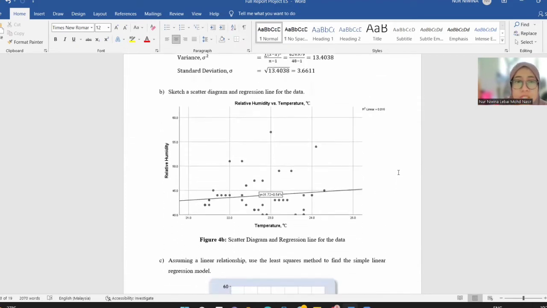For the next question, question B is to sketch a scatter diagram and regression line for the data. As you can see, we have already sketched the scatter diagram, and the equation is y equals 31.72 plus 0.548x, and the R squared linear is equal to 0.016. That's all from me. I will pass to the next presenter.